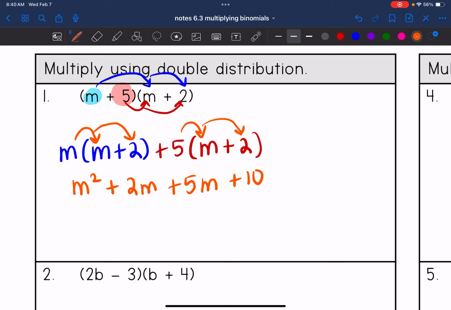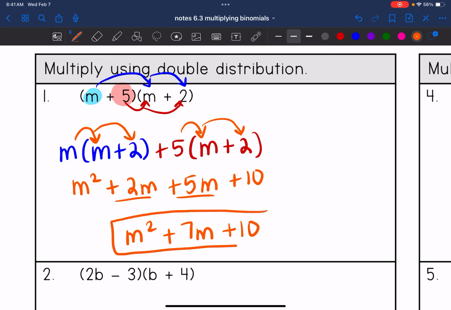Now we need to combine our like terms. The 2 in the middle both have m, so we're going to put those together. So first one, m squared, that's the only thing that has to the second power. Then the 2 in the middle, 2 plus 5 is 7, so plus 7m, and then plus 10. That's our final answer.